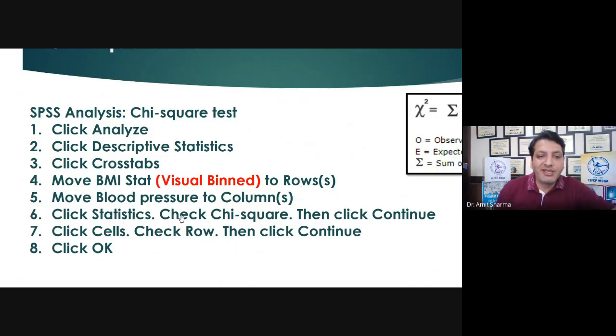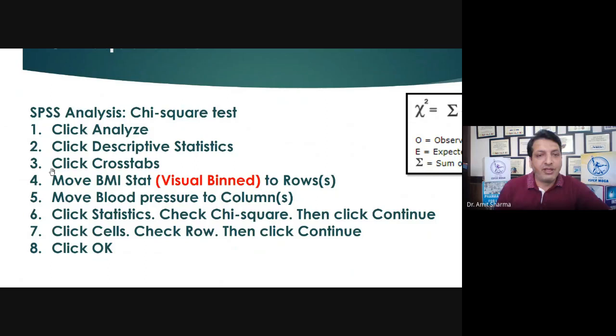Then click on statistics, check, okay, then click on chi-square. The chi-square option will be given. Then click on continue. And this is a very important step. Step number 7: click cells and check row. If you are not going to do this, it is not going to show the results to you. That means you are going to get an error while generating the output sheet in SPSS.